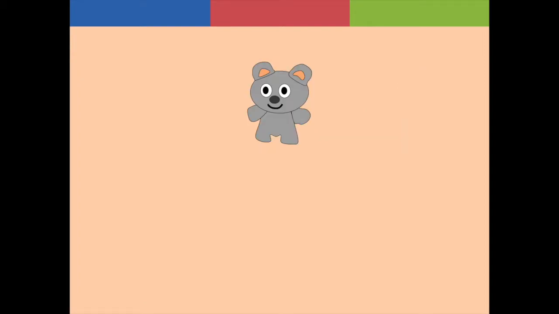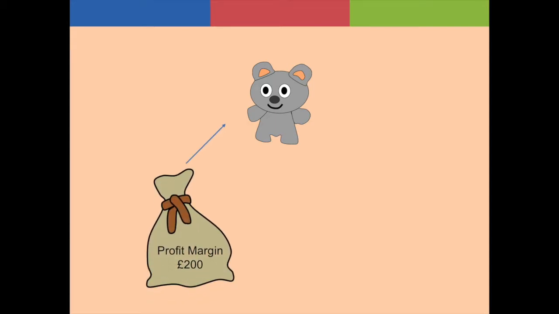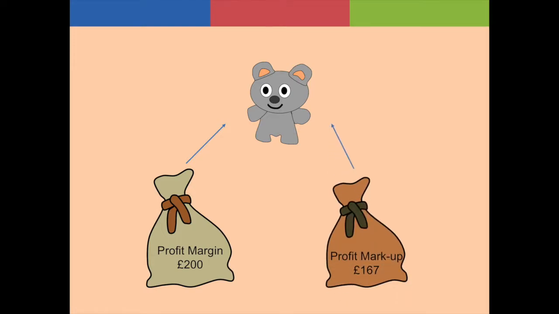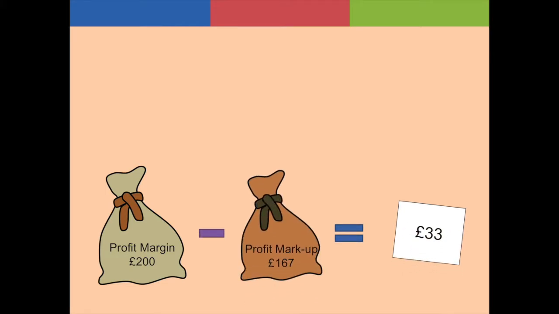If we quickly compare the two methods to show the different approaches to the transaction, the profit margin shows a fairly decent profit value of £200 for the sale of this product. The profit markup has a healthy but lower profit value of £167 for the sale of the product. This was mainly due to the cost of sales value being £33 higher for markup than margin.